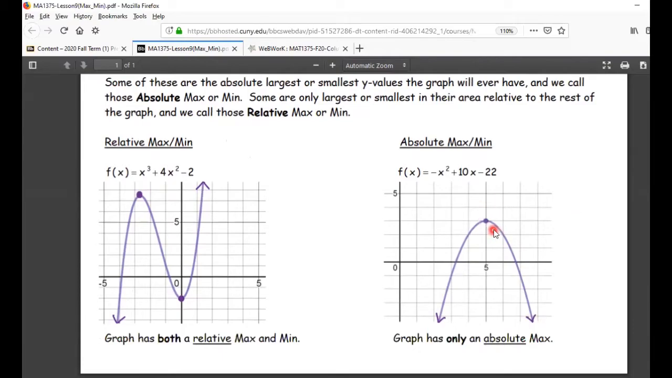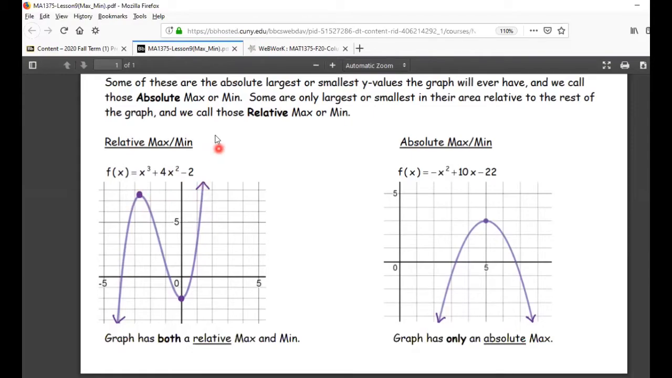Now, the maximum and minimum are Y values. This Y value here is the king of the hill. The graph will never be above that. But here, this is a high point in its area. But when you look at the rest of the graph, the graph keeps going up, up, up. The Y values will eventually surpass this Y value. This Y value might be close to 7, but the graph gets bigger than that here.